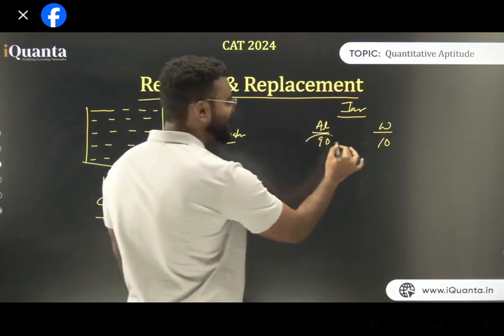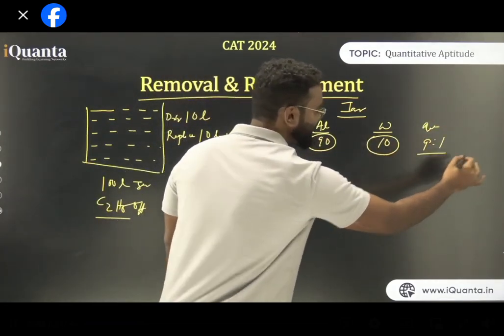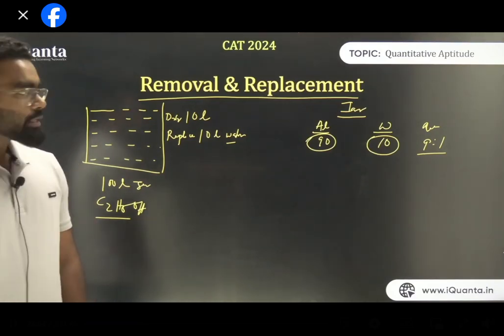So already there is 90 liters, and you have added 10 liters of water. So what is the ratio? The ratio is 9:1. Am I clear? That's the first thing you need to understand. The ratio is 9:1. So next is what you did.